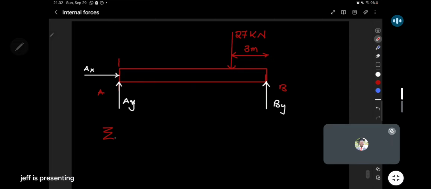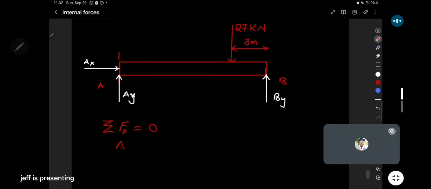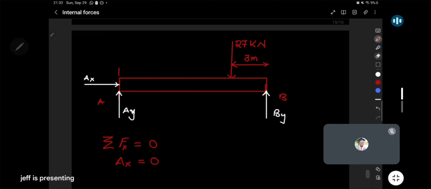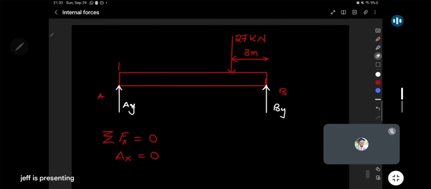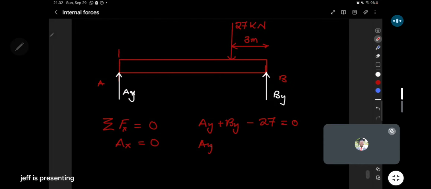When you sum forces in the x-axis, for example, and equate to 0, you see that we only have AX. So AX here has to be equal to 0. Because AX is 0, we might as well leave it out from our analysis, so we can just remove it and remain with this. When we sum forces in the vertical axis, we see that you have AY going up, BY going up, and then that 27 going downwards equals 0. So we have AY plus BY equals 27. Let's hold on to this one.